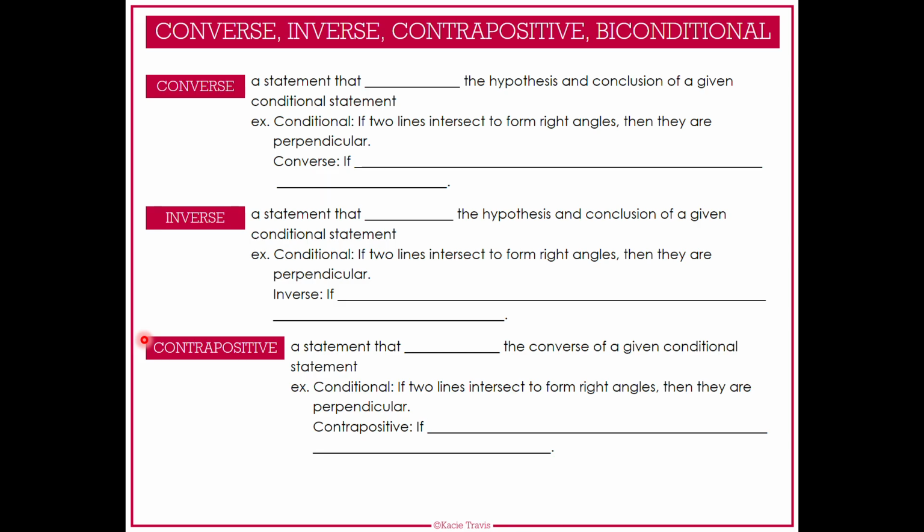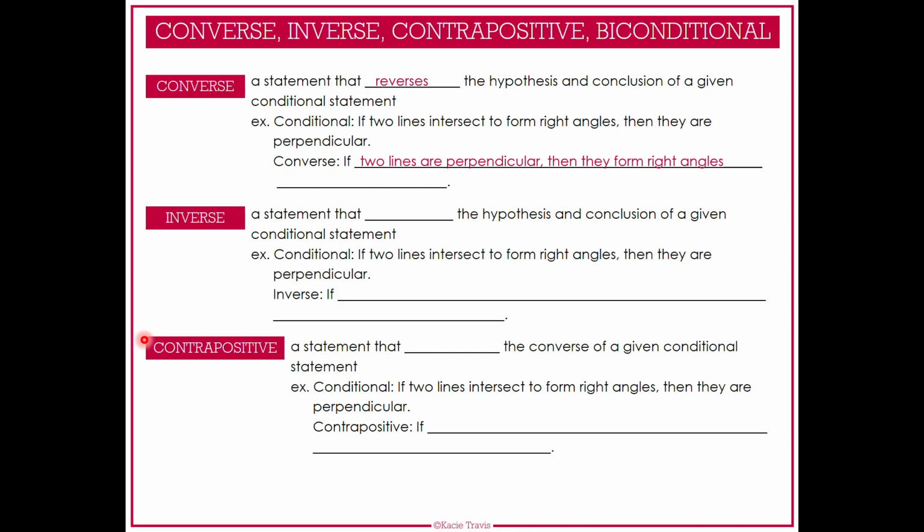A converse is a statement that reverses the hypothesis and the conclusion of a conditional statement. Over here I give you a conditional. It says if two lines intersect to form right angles, then they are perpendicular. For the converse, we switch the if part with the then part. So this converse would be if two lines are perpendicular, then they form right angles. All we did was switch the information from the if with the information from the then.